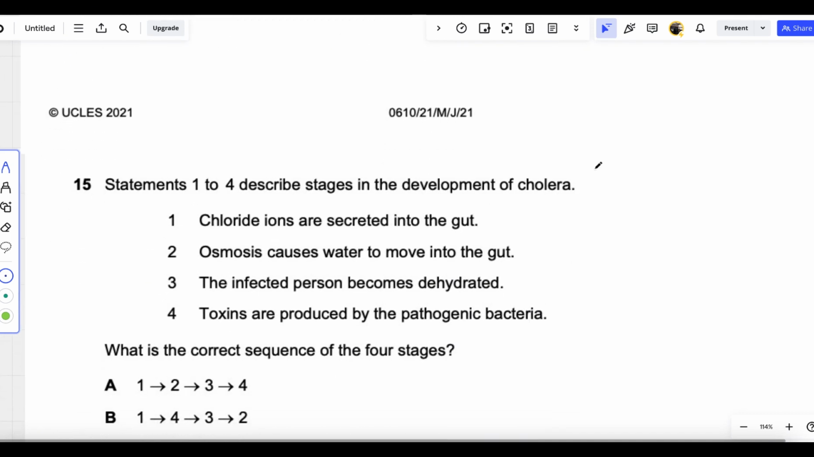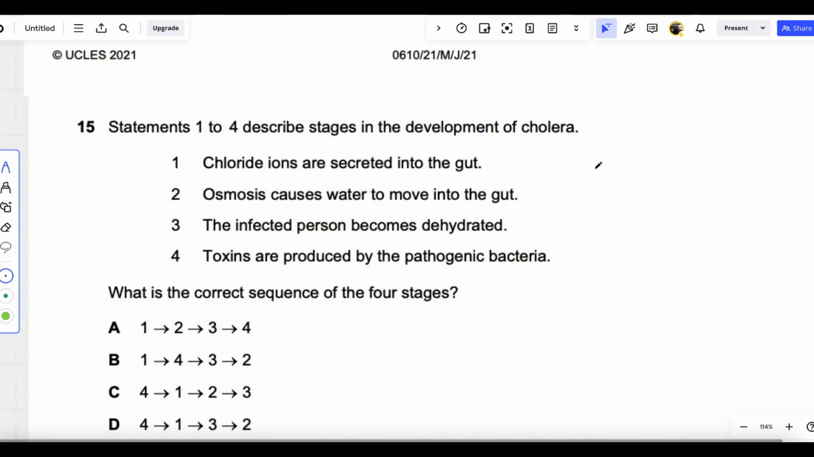We go to question 50 as fast as we can. Statements 1 to 4 describe stages in the development of cholera. Now, chloride ions are secreted into the gut during the development of cholera, right? Oh, I know this type of question. They want us to arrange the order of occurrence of the events.